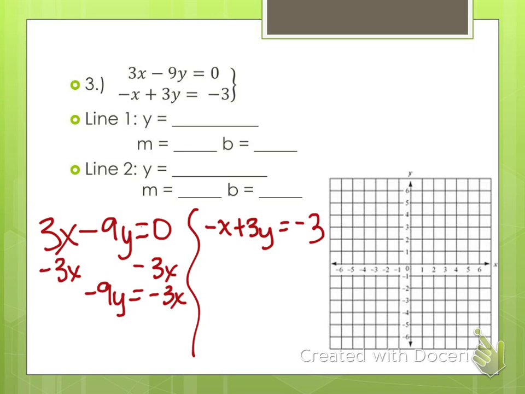Oh, divide 9, negative 9. Good, we would divide off that negative 9. Now this one's a little bit different from what we've seen so far. Normally when we've divided, we have not had to simplify this fraction, but negative 3 over negative 9 will simplify. Negative over a negative means it comes out to be positive. 3 over 9 simplifies to be 1/3. So we get y equals 1/3 x.